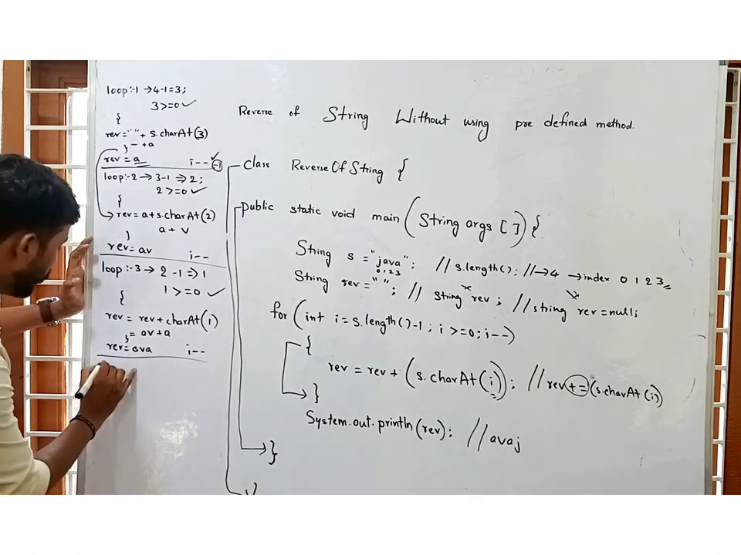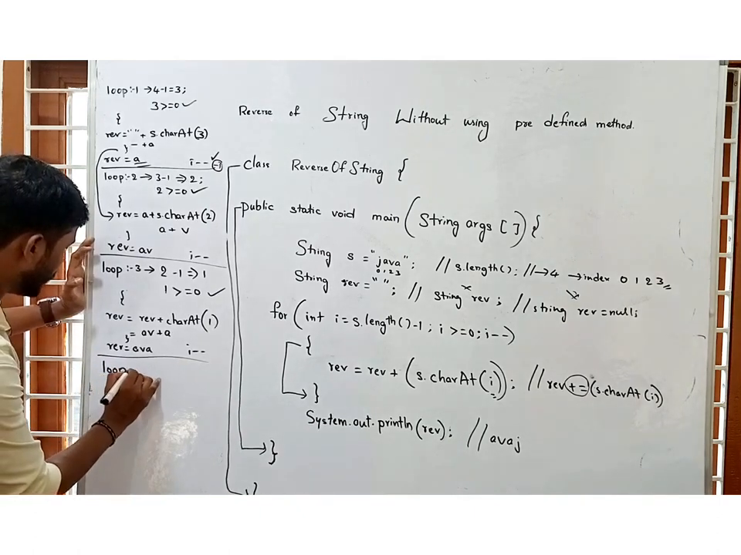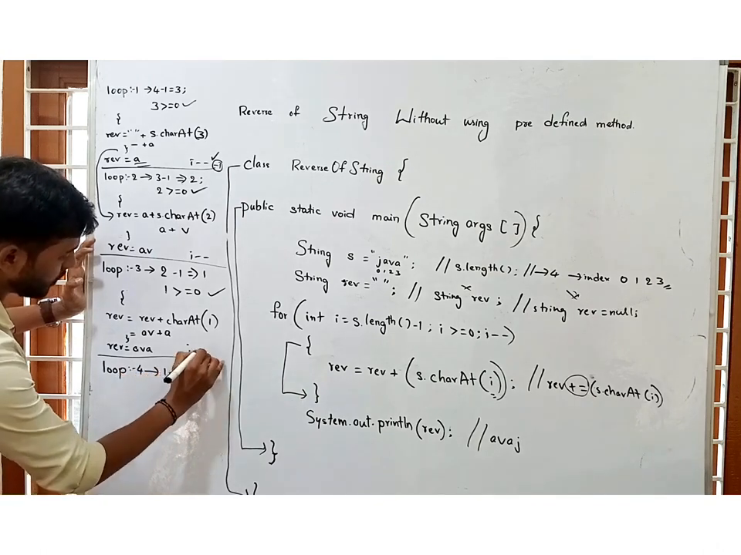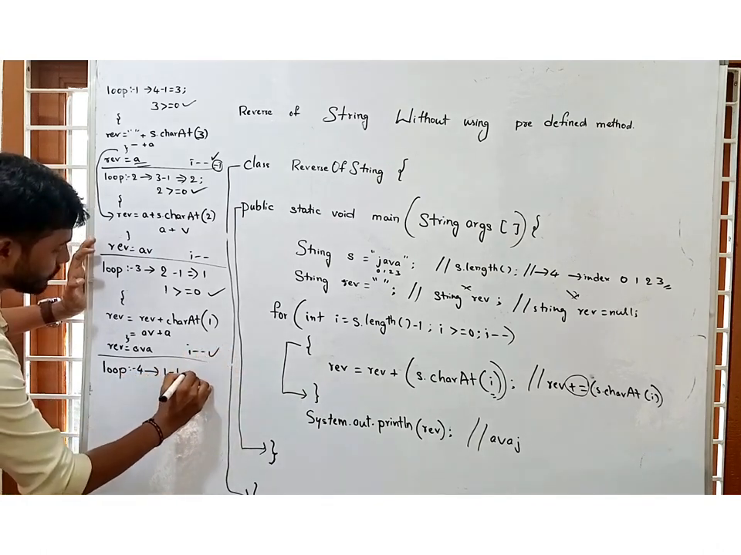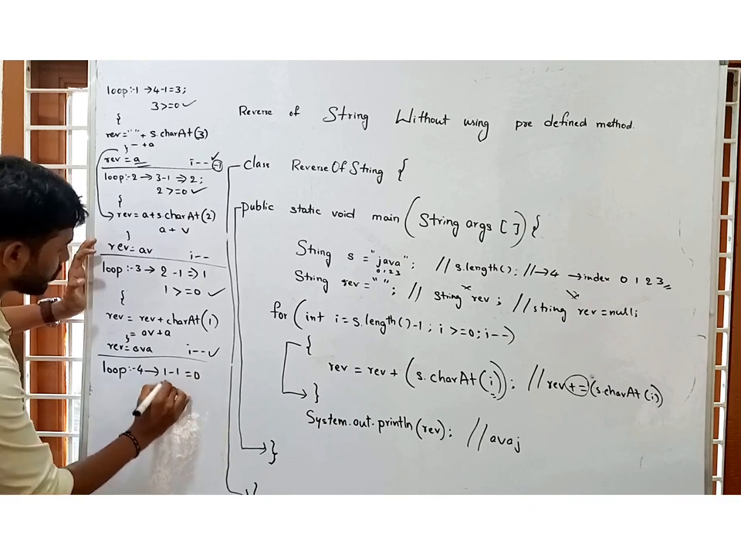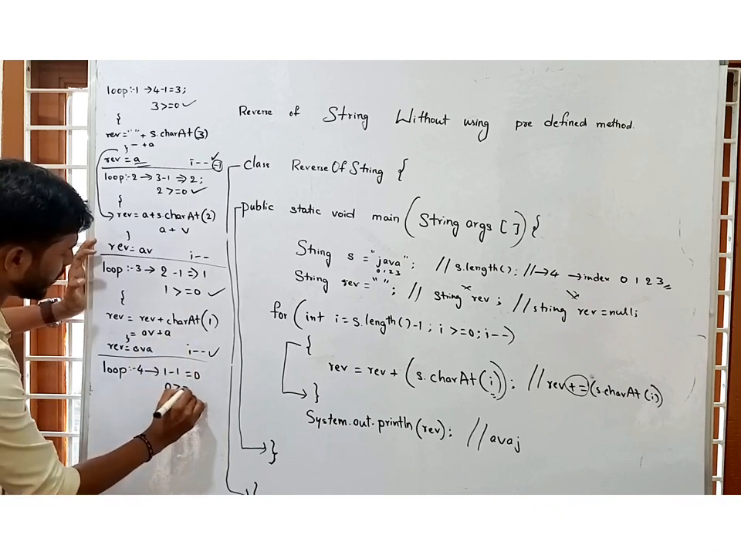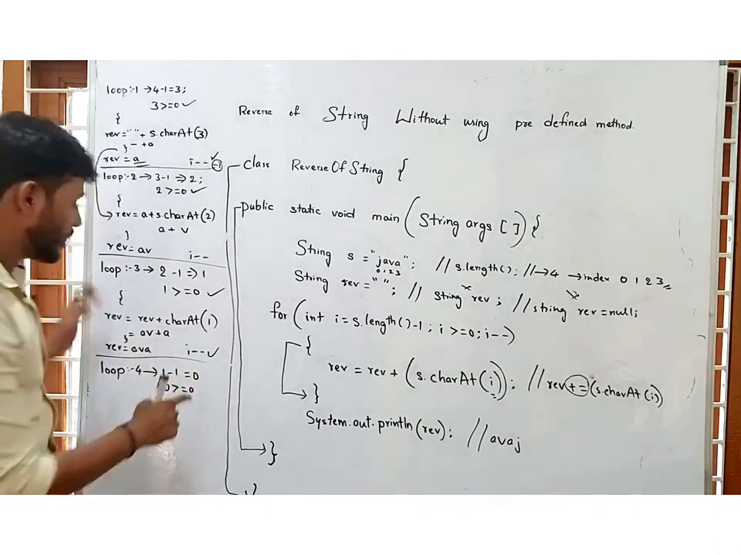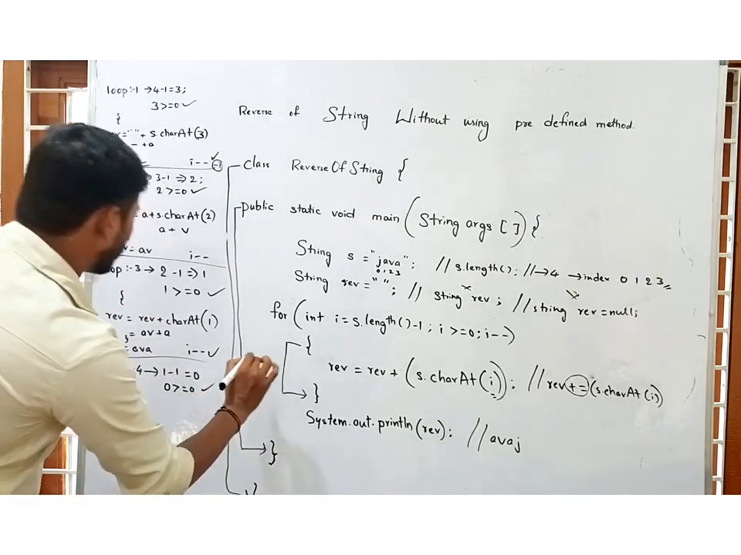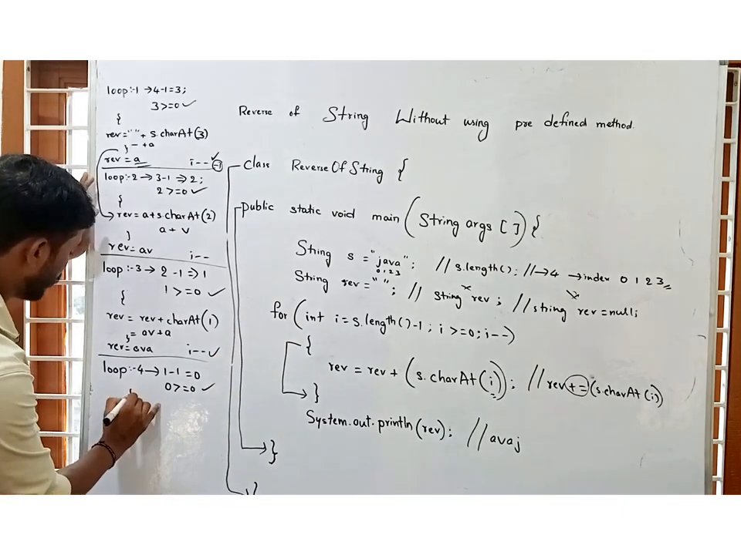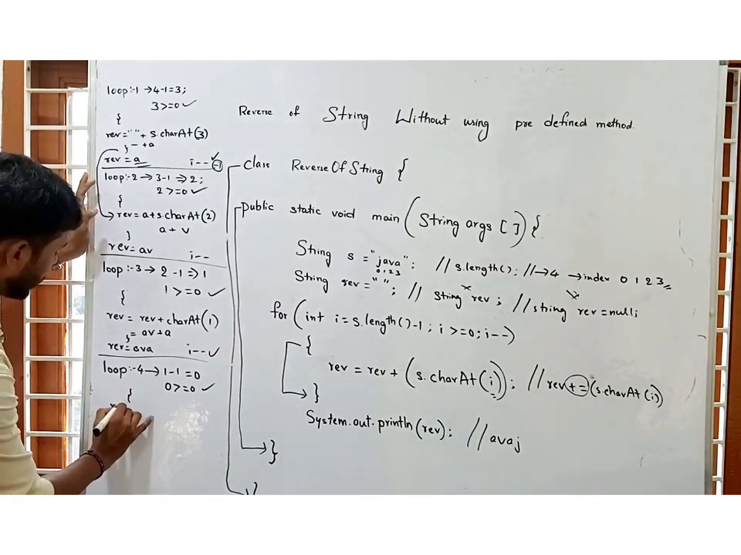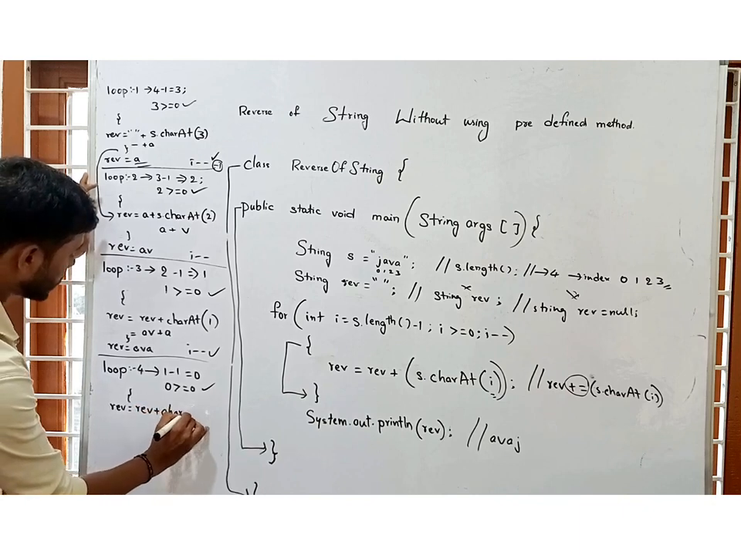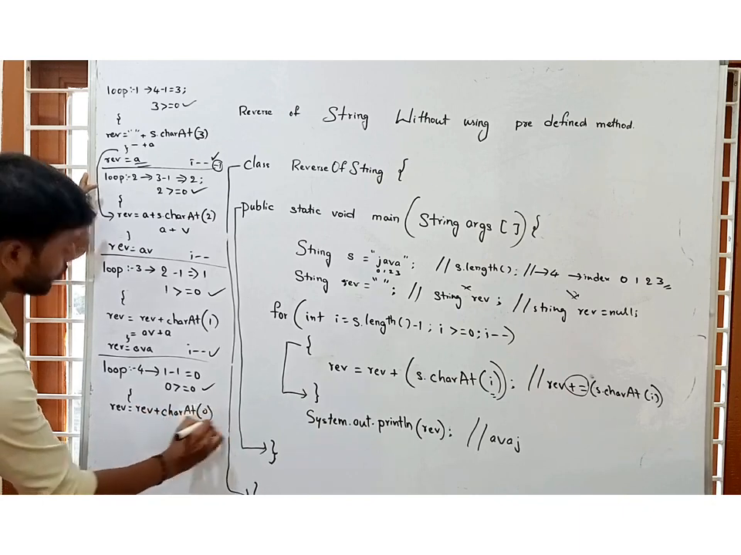And after that, loop number 4. In loop number 4 we are getting 1 minus 1 because of the decrement. 1 minus 1 equal to 0. So 0 greater than or equal to 0. 0 is not greater than 0, but here 0 is equal to 0. So the condition was satisfied. Now the loop was opened. Again reverse equal to reverse plus character at 0 position.